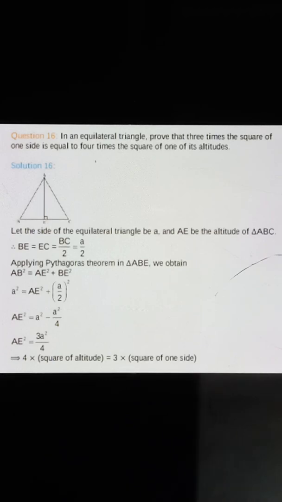Children, leftover questions of 6.5. This is the 16th question now, which says, in an equilateral triangle, prove that 3 times the square of one side is equal to 4 times the square of one of its altitudes.